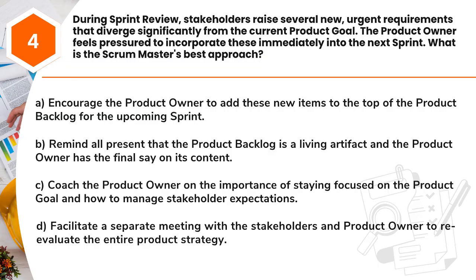A. Encourage the product owner to add these new items to the top of the product backlog for the upcoming sprint. B. Remind all present that the product backlog is a living artifact and the product owner has the final say on its content. C. Coach the product owner on the importance of staying focused on the product goal and how to manage stakeholder expectations. D. Facilitate a separate meeting with the stakeholders and product owner to re-evaluate the entire product strategy.